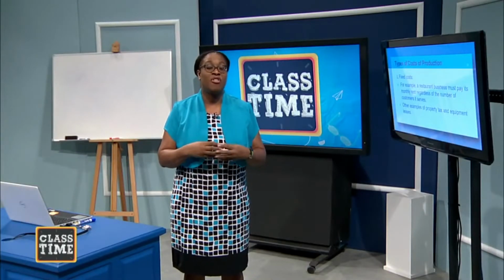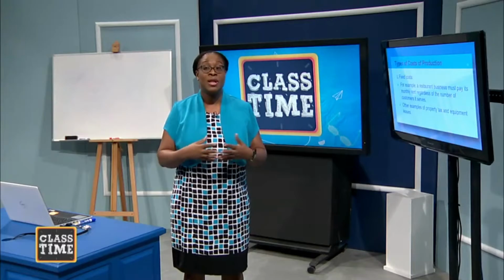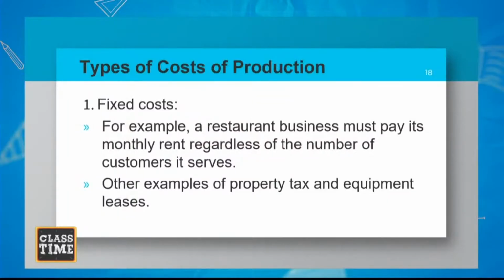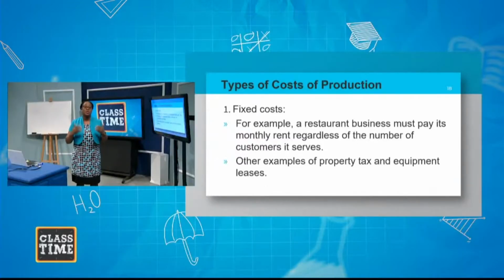Other examples of fixed costs would include things such as your property taxes, your equipment leases, right? Some amount of salaries also may be fixed costs, or if you pay for security on the premises, you will have your security there. Whether or not you're in business, you still have your security there because you want to secure your property and your equipment.